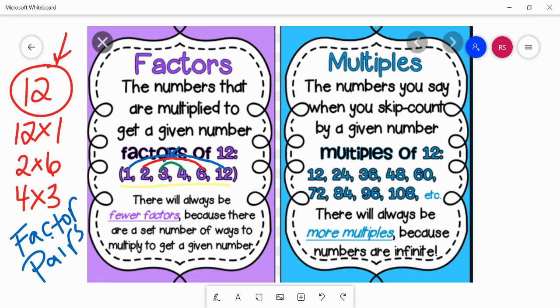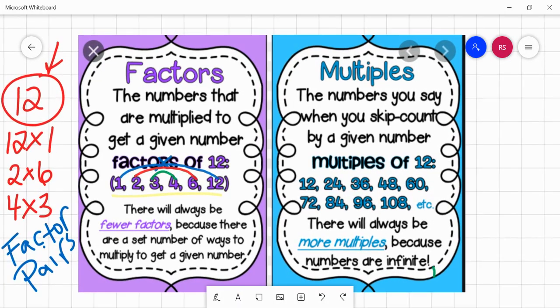When you think of multiples, I want you to think about skip counting, right? So I'm going to start with 12: 12, 24, 36, 48, 60, 72, 84, 96, 108, and I could keep going, right? But there will always be more multiples because numbers go on forever and ever. So when I'm thinking about multiples, I'm thinking about more multiples. There's going to be a ton of numbers. Now, I want to show you something. Let me just erase this real quick.